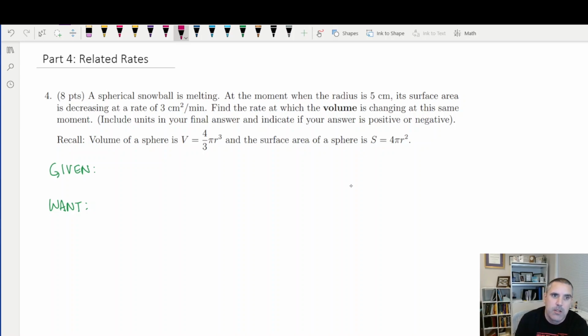So what was I given? We're talking about a spherical snowball, so I would draw a picture. What would my picture look like? It would be a sphere. Oh, I'm doing a bad job. You don't get any points deducted for bad pictures.